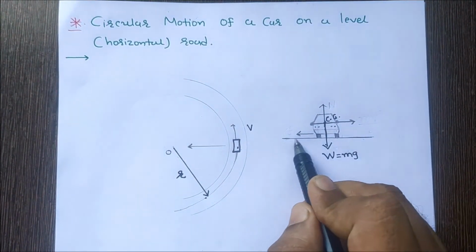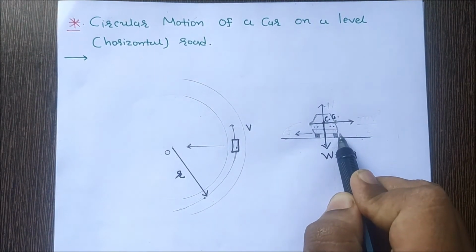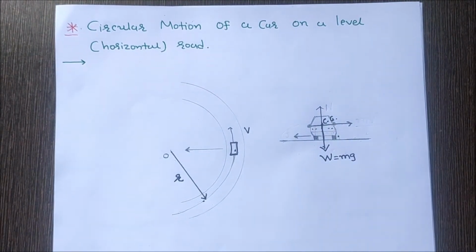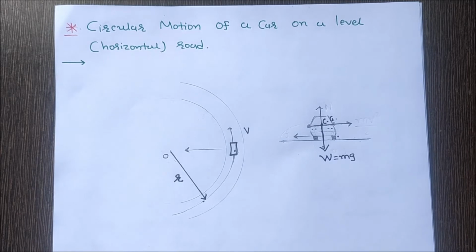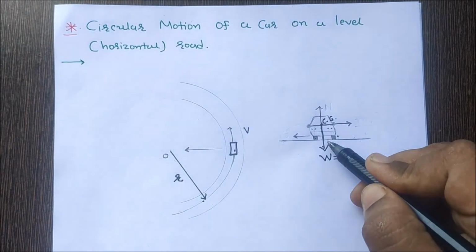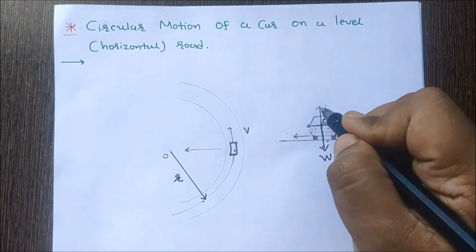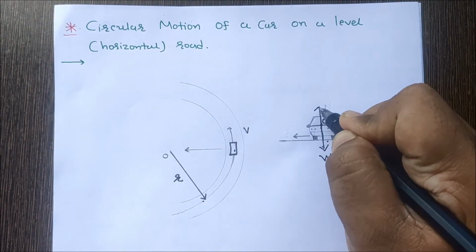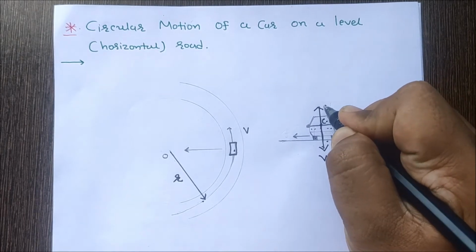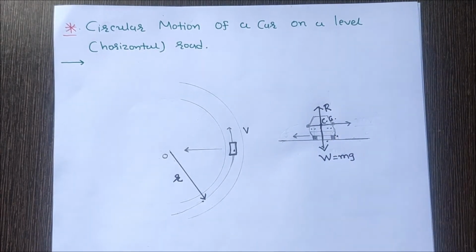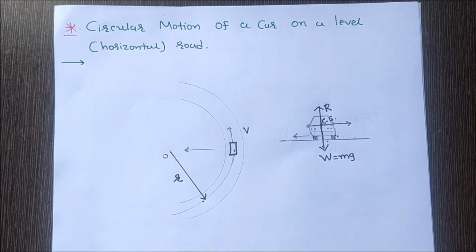Here level road is support for this tire. So if there is a support, then there is always reaction. So here one reaction force by the road on the tire of the car that acts in the upward direction, that is reaction R. So here first we show two forces.